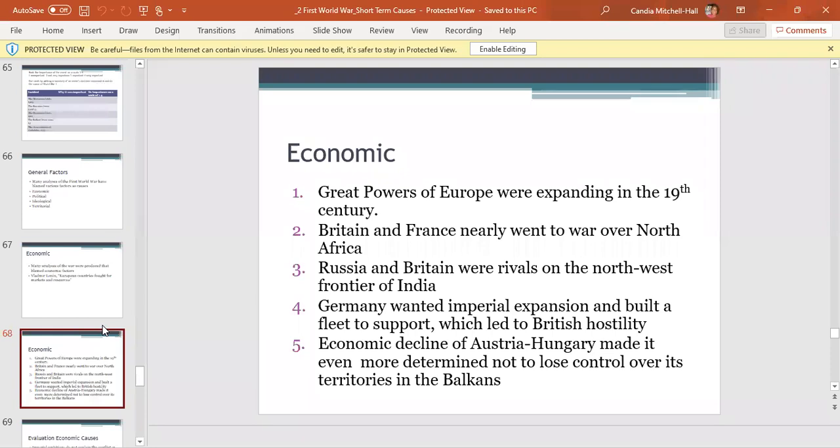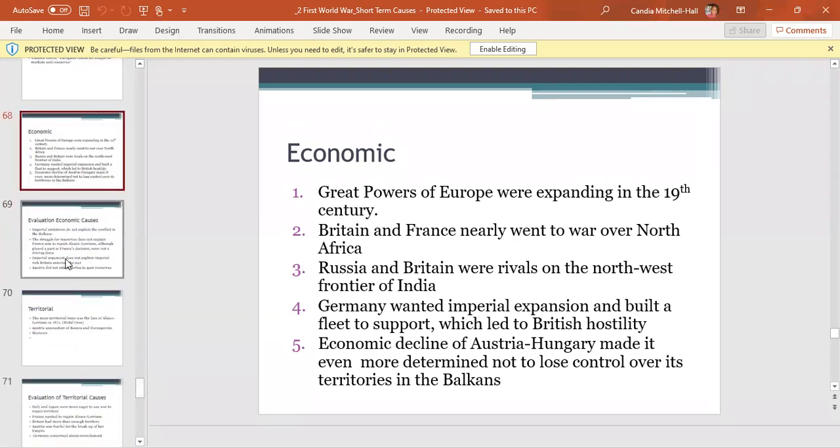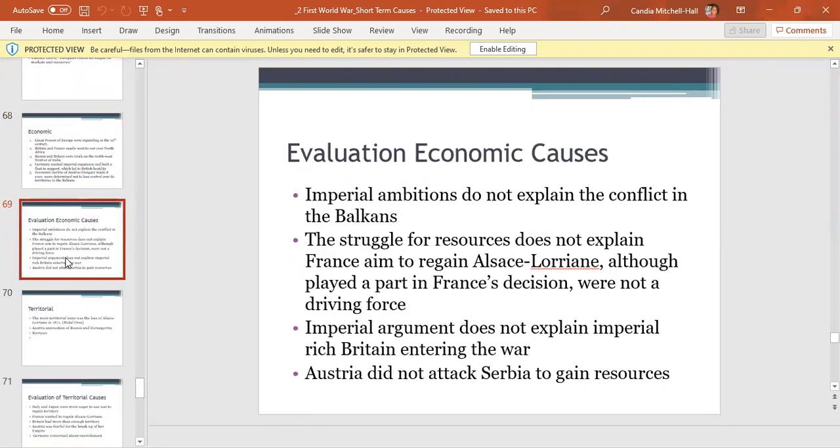Examples. Leading up to the war, we can see that there was a lot of conflict over economic issues, right? Now, if we're going to evaluate the economic issues, we can say imperial ambition does not explain the conflict in the Balkan area, because most of the conflict in the Balkan area was not really economic, yes, but really to access trade. So that is also debatable. Quite a lot of debate going on there.